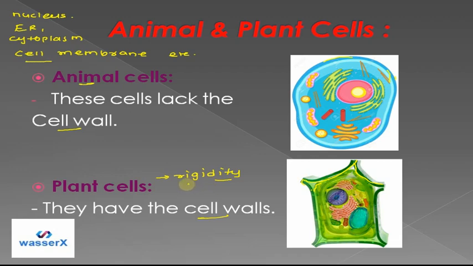So the cell wall provides rigidity to the plant cells. In an animal cell, no cell wall is present. Here the outermost layer is cell membrane.